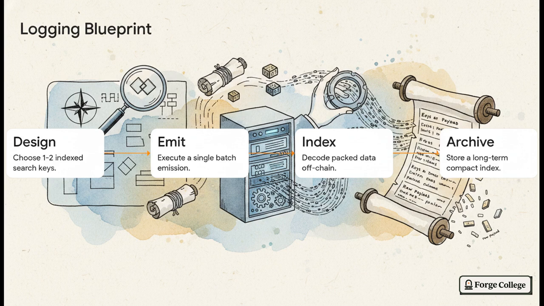Step 3, index. This happens off-chain. Your listener needs to catch the event, use the index topics to quickly filter candidate logs, and then unpack that tight binary blob using deterministic decoding rules. And finally, step 4 is archive. On-chain logs are immutable, but off-chain? You don't need to store every raw byte forever. Keep a long-term compact index keyed by those topics and timestamps, and just prune the raw packed payloads if you don't need the absolute granular history. It'll save you massive database storage costs.